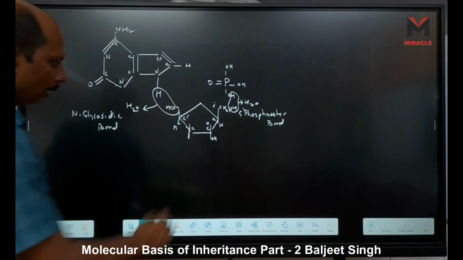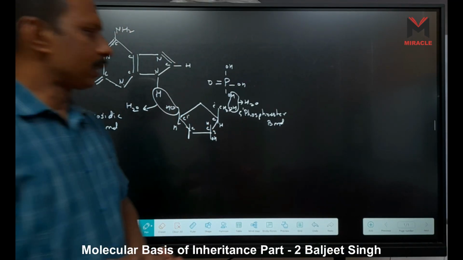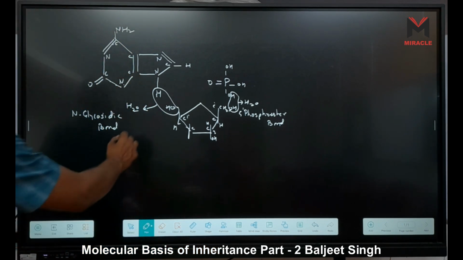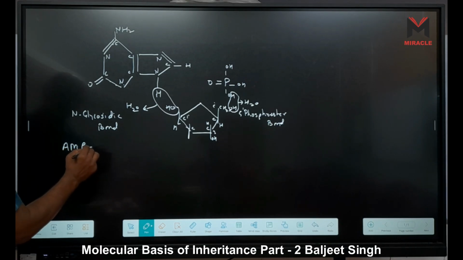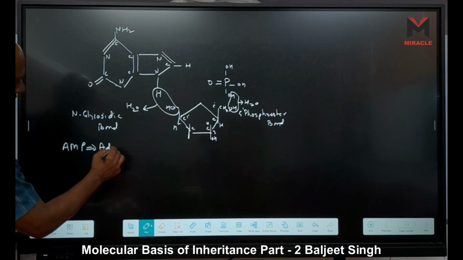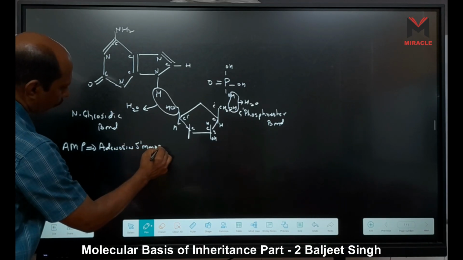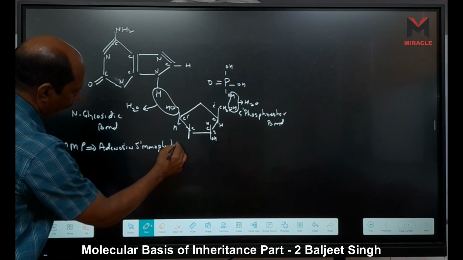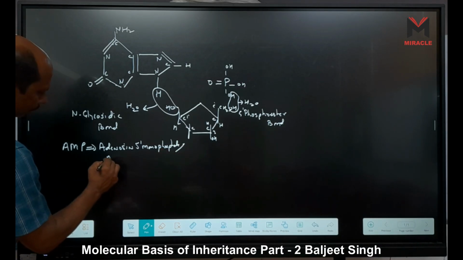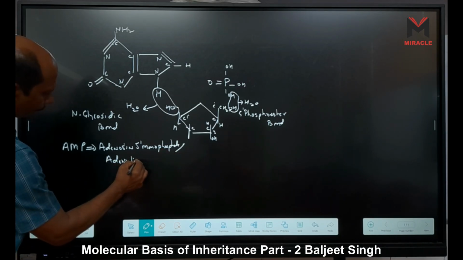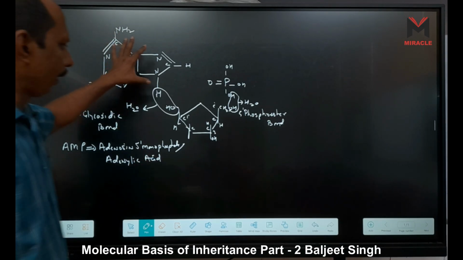Now look here, the third carbon. This one is our third carbon. Now this is the structure of a nucleotide. What is the name of this nucleotide? We can say this one is AMP. AMP means adenosine 5' monophosphate, right? Another name of this one is adenylic acid, right? Because it is made up of adenine.